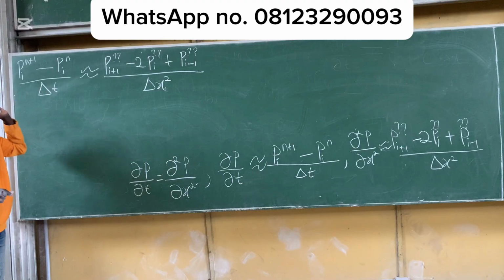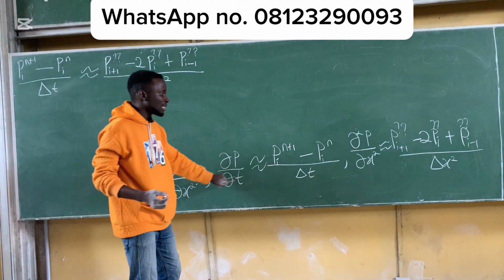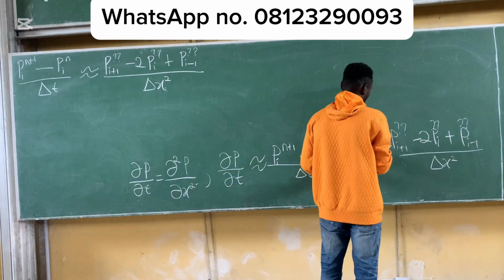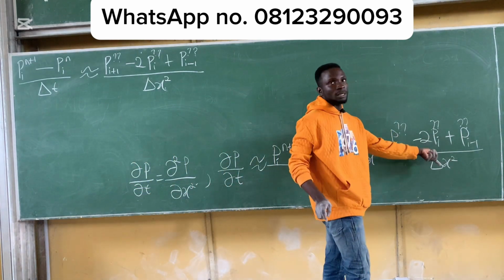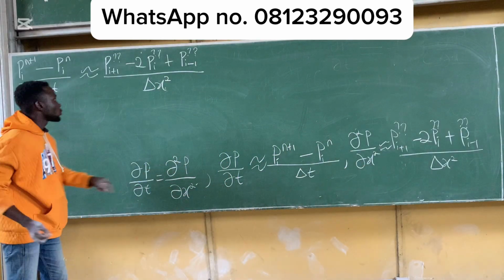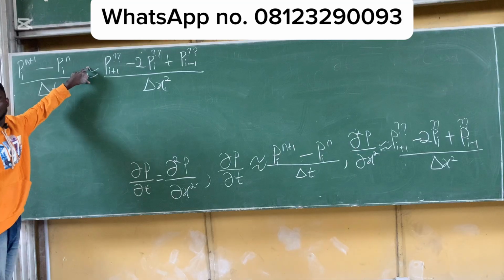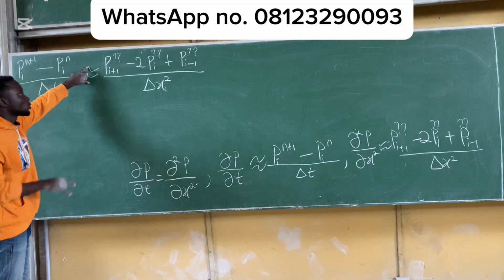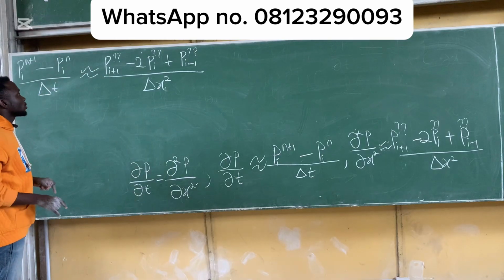If you look at this equation, it uses an equal sign, but in this equation we use an approximate sign. We use the approximate sign because we said that dp dt is approximately equal to this, and d square p over d s square is approximately equal to this. So that's why we change this equal sign now to an approximation sign, because the two equations are approximate equations.